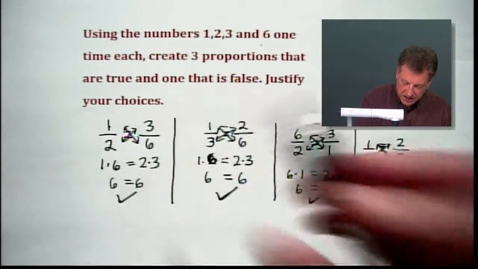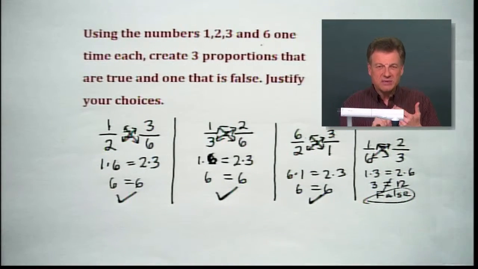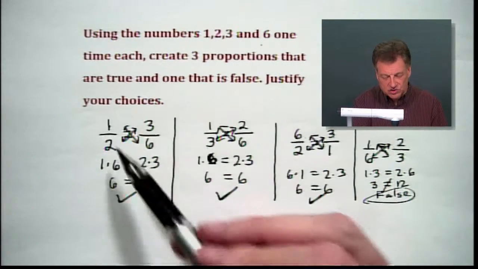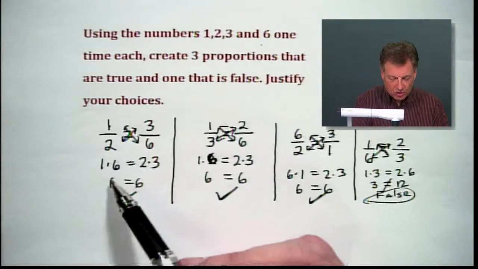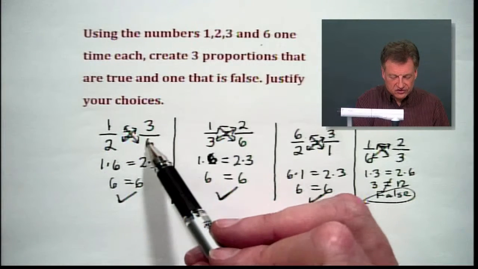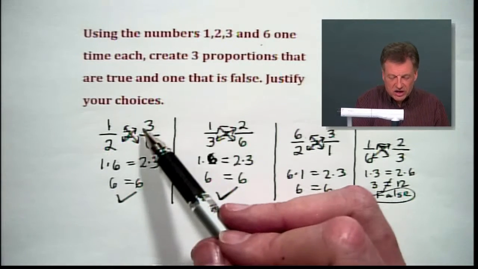So, again, lots of ways to do things right when you're doing proportions, as long as you do what? As you keep the pattern going. As long as you can cross multiply and get the same value on both sides. We call these two, the 1 and 6 in this case, the extremes. 2 and 3 we call the means.